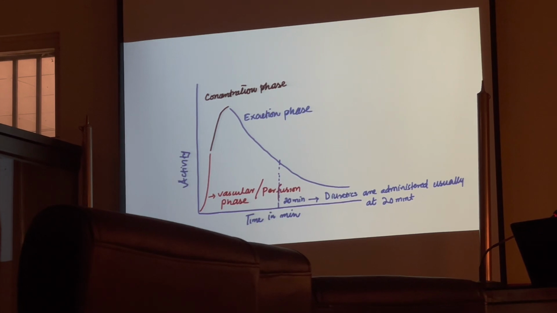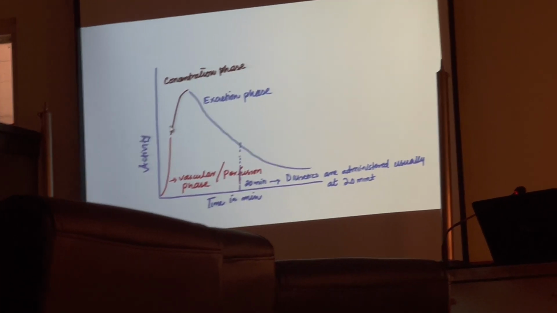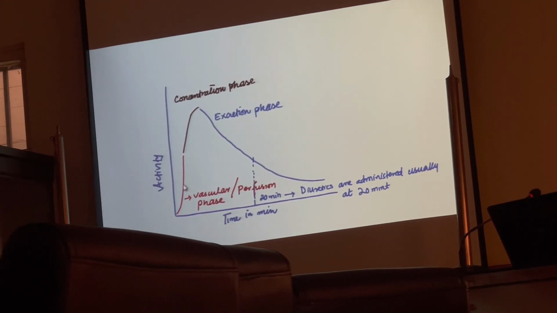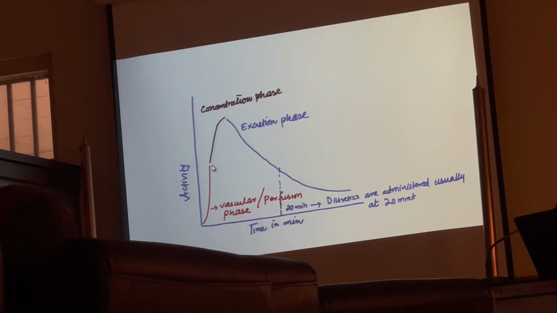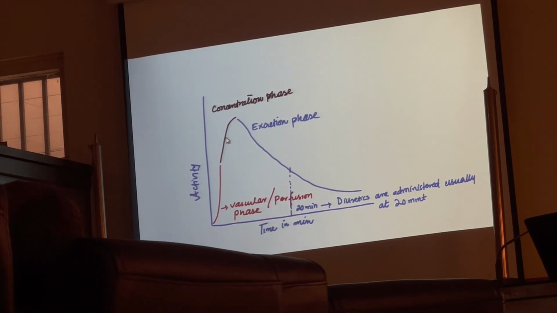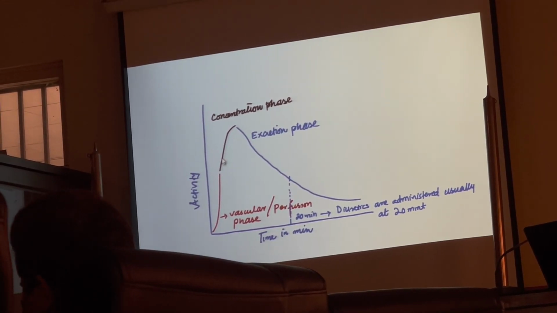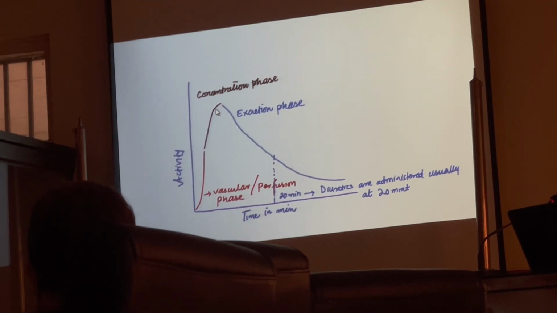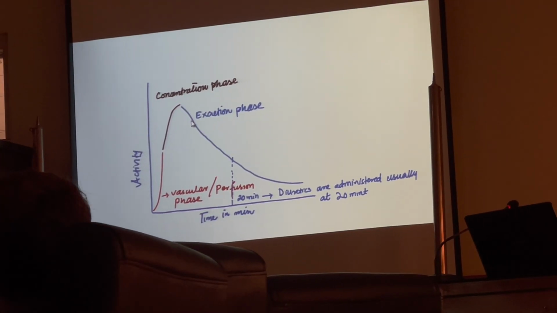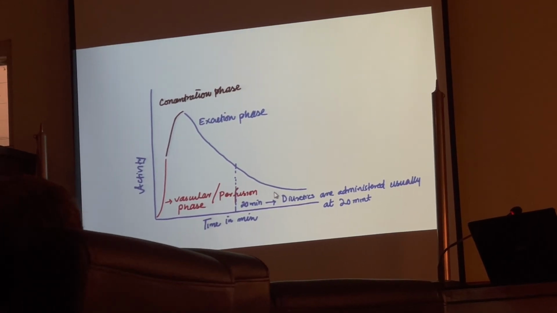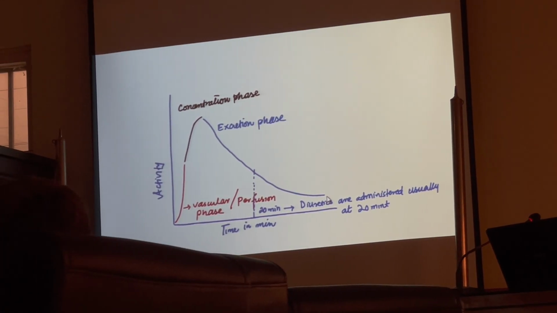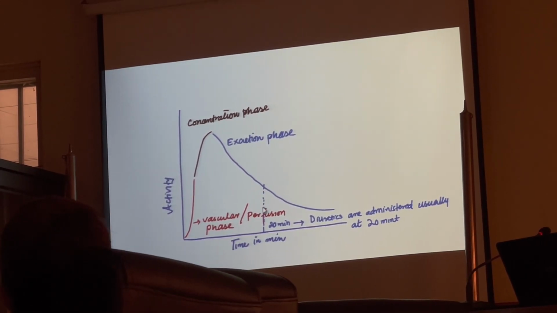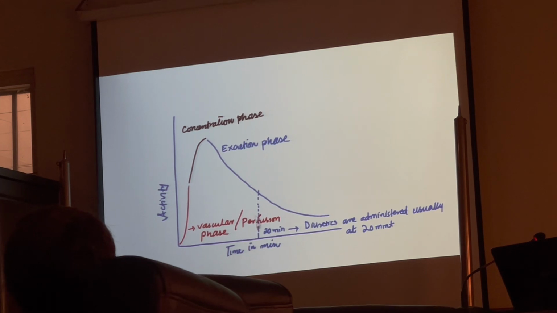The normal curve for the kidney is like this. This is the vascular phase. The kidney takes the contrast. There is a peak. After this is a concentration phase or parenchymal phase. In this phase, the radio tracer agent is concentrated in the kidney, and this is the excretion phase. The graph should be coming like this now. At 20 minutes, the diuretics are administered, shown here. This is normal.